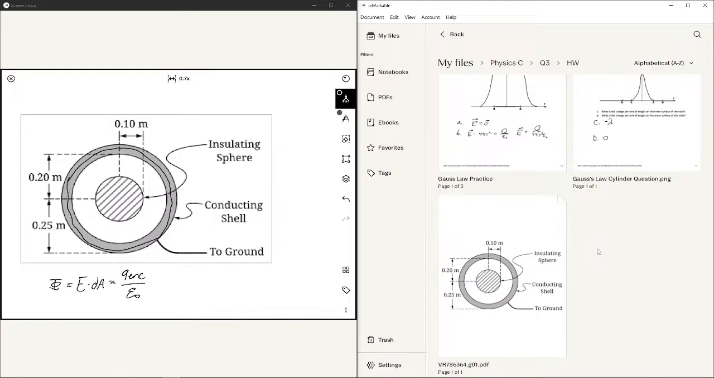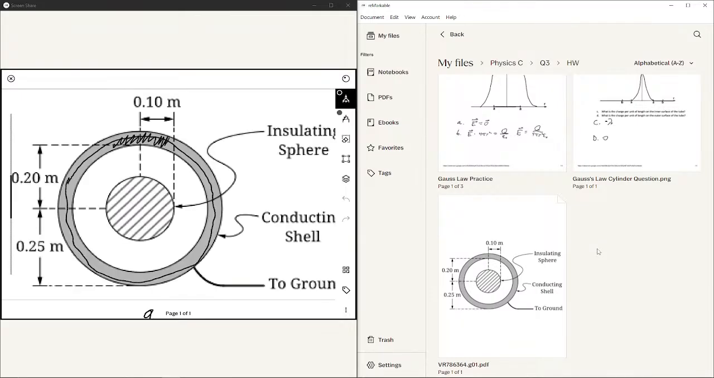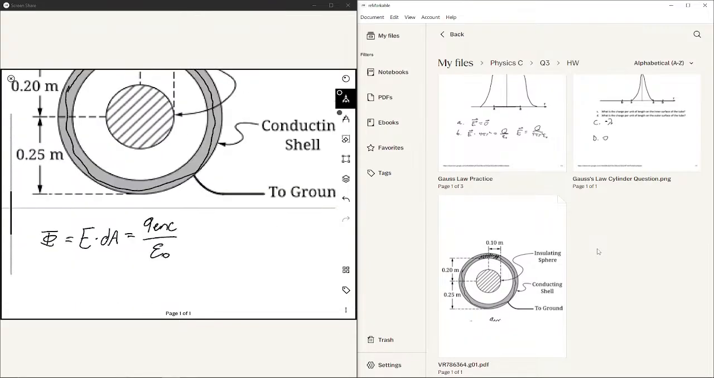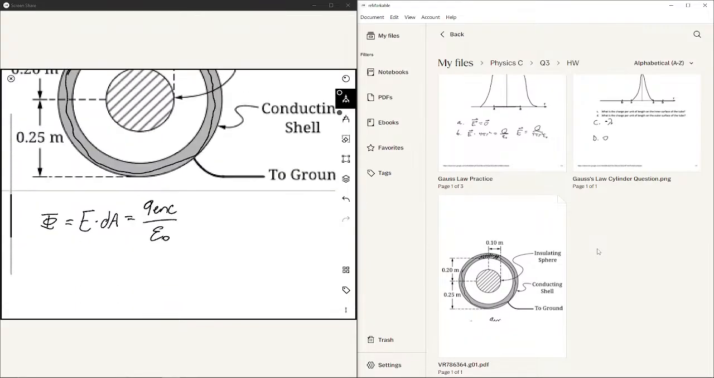Okay. So any point within this conducting shell has an electric field of 0, because that's just the nature of electric fields. Yes, so electric field 0 in all of them. Okay, now I understand it. Now I get it. But wait, why is E dot dA equal to that thing?